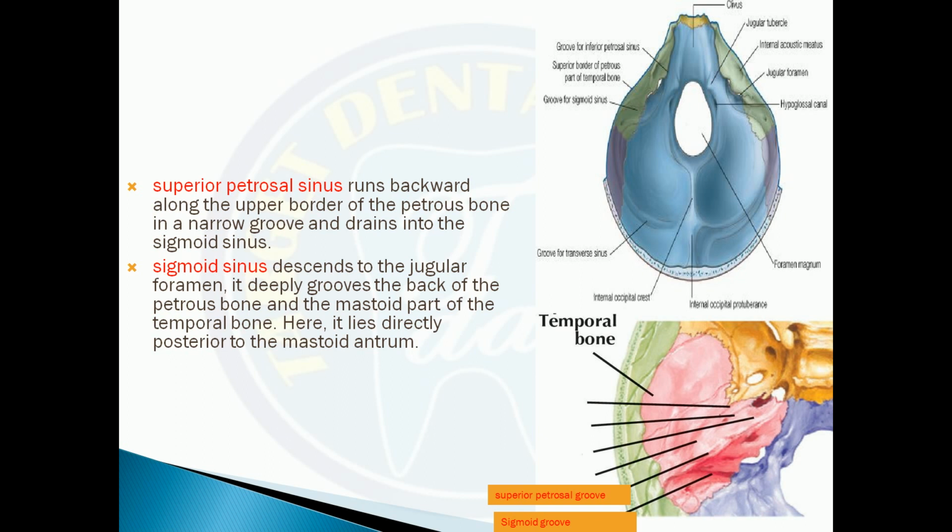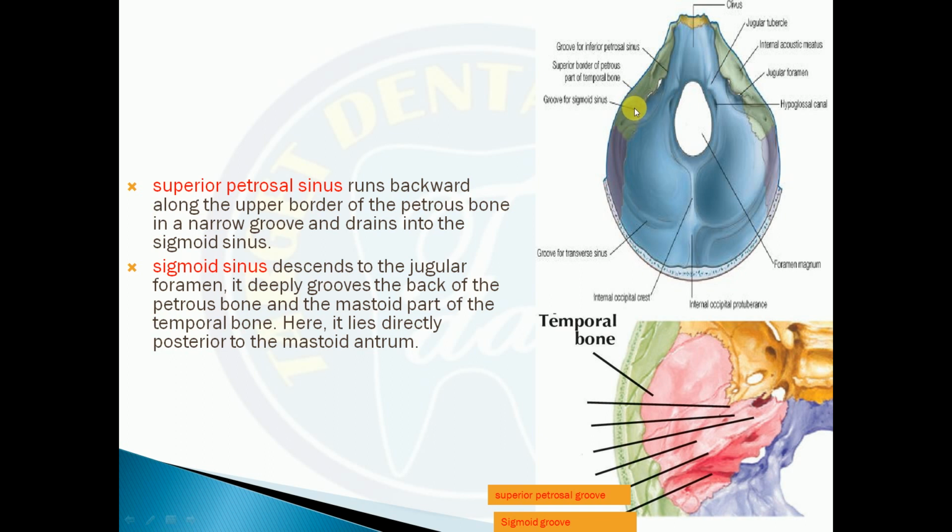So the superior petrosal sinus. This is your superior petrosal sinus. It runs backward along the upper border of the petrous bone in narrow grooves, and it drains into the sigmoid sinus.